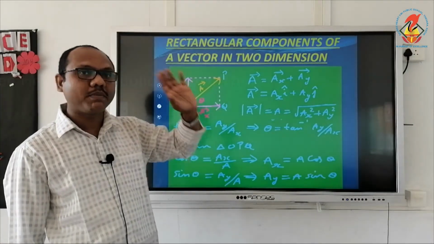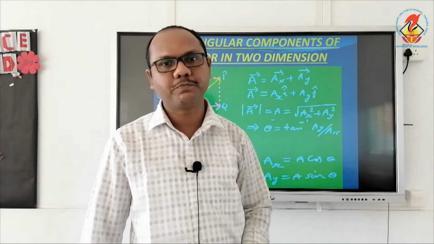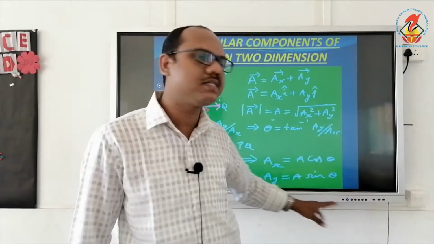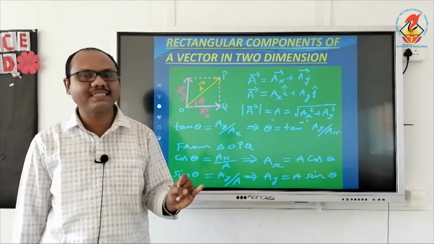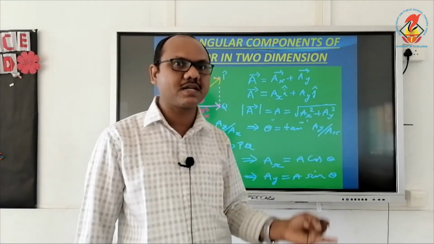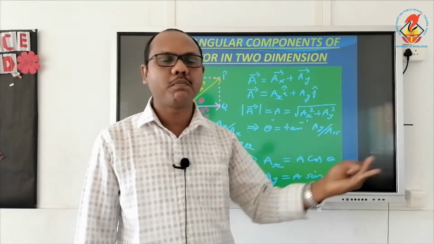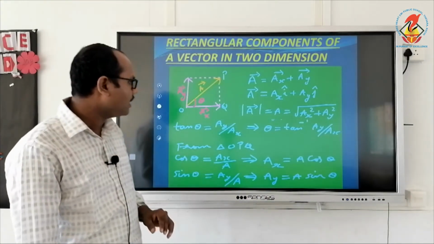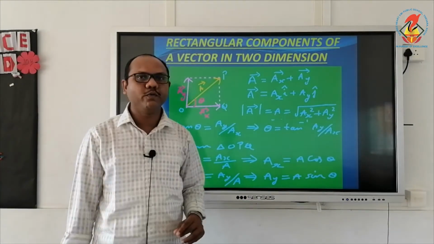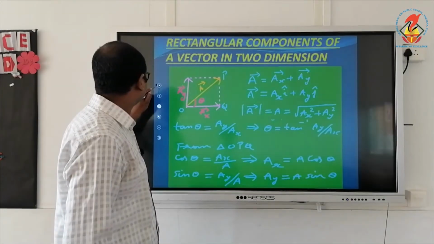This you have to remember till you complete your +2. In almost all the chapters we will be using this concept, so don't forget. The side adjacent to an angle is the cos component, the side opposite to the angle will be the sin component. Okay, so that is all about vector resolution.